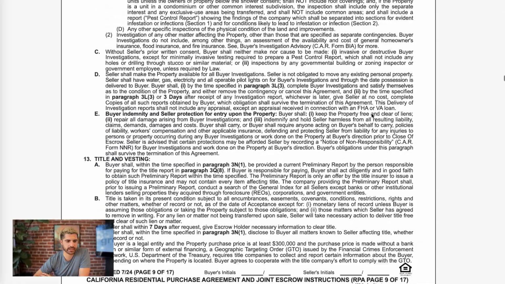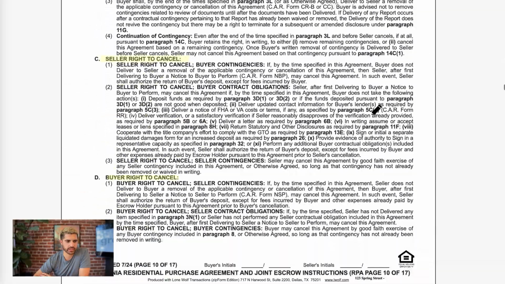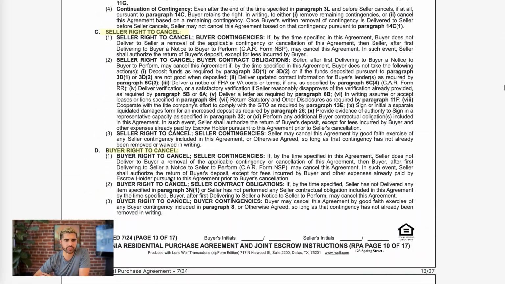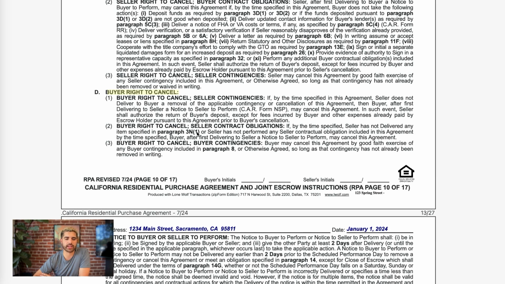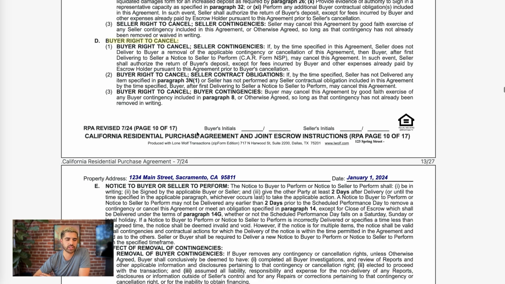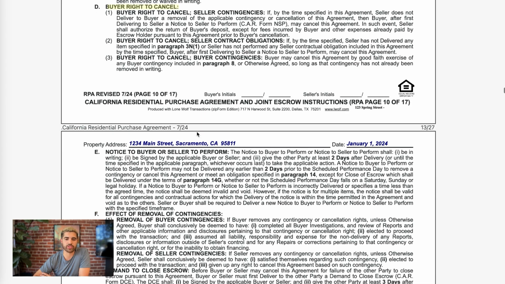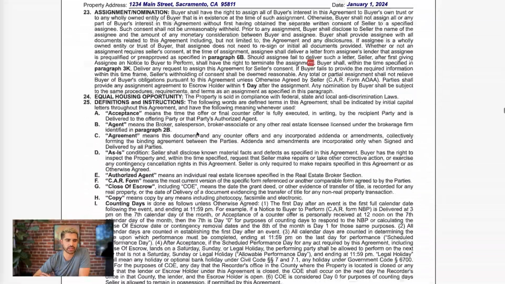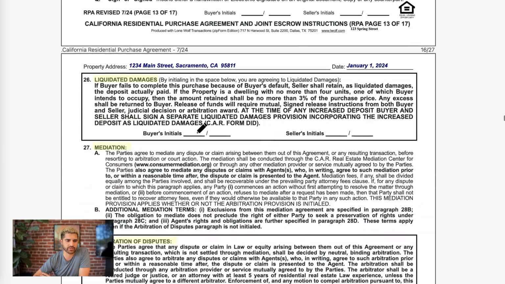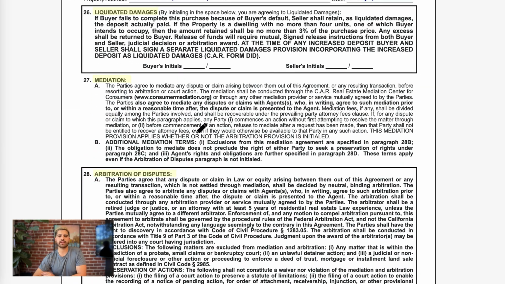So the next area highlighted was the seller's right to cancel and the buyer's right to cancel. So the seller has their contingencies in place, or if the buyer is not adhering to the contingencies they put in place, that gives them a right to cancel. And then the buyer has their specific rights to cancel. So I would recommend kind of reviewing that as well if you have an opportunity. And then again, this is all language that we've kind of discussed a little bit already.